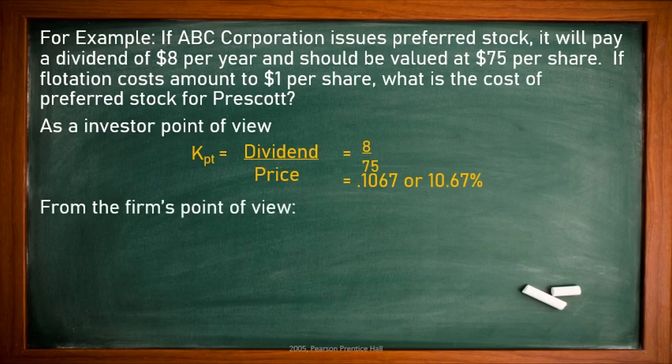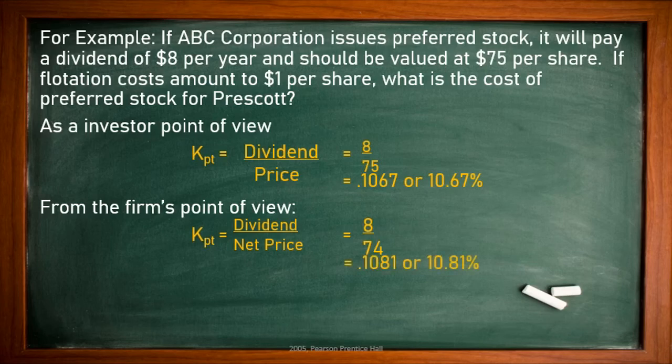If we are going for the firm's or company's point of view, the same formula we will change with the net price only. What is the net price here? It is 75 minus 1. So 8 divided by 74 and you will get 0.1081. It means 10.81%. How to calculate NP0? 75 minus 1. The price of the stock in the market is 75 and the flotation cost the company is going to spend during the issue is $1. 74 is the actual money the company will receive. So look, the company's cost is different from the investor's cost, as we discussed before.